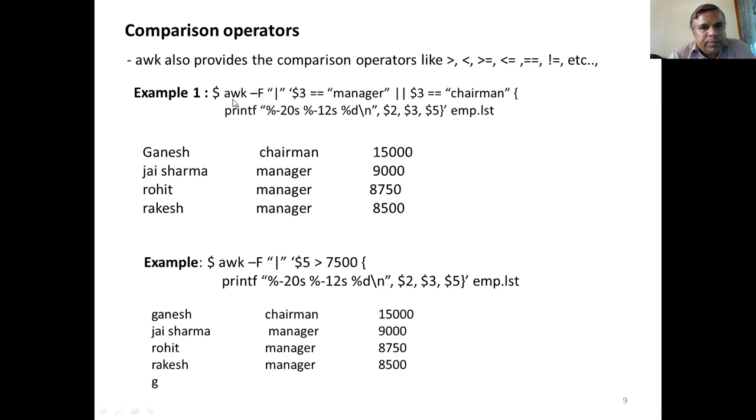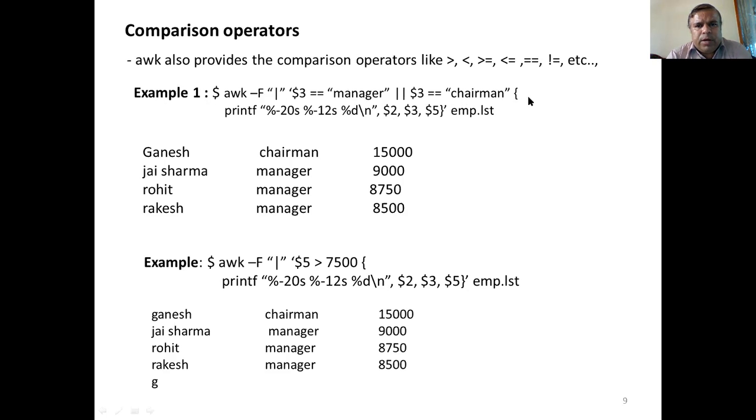So here is the command: awk -F field separator vertical bar. Then we want to compare the third field. The third field contains the designation. So $3, special parameter $3, double equals. What is the string that you want to match? Manager, or logical or, $3 double equals chairman. So this is the selection criteria.